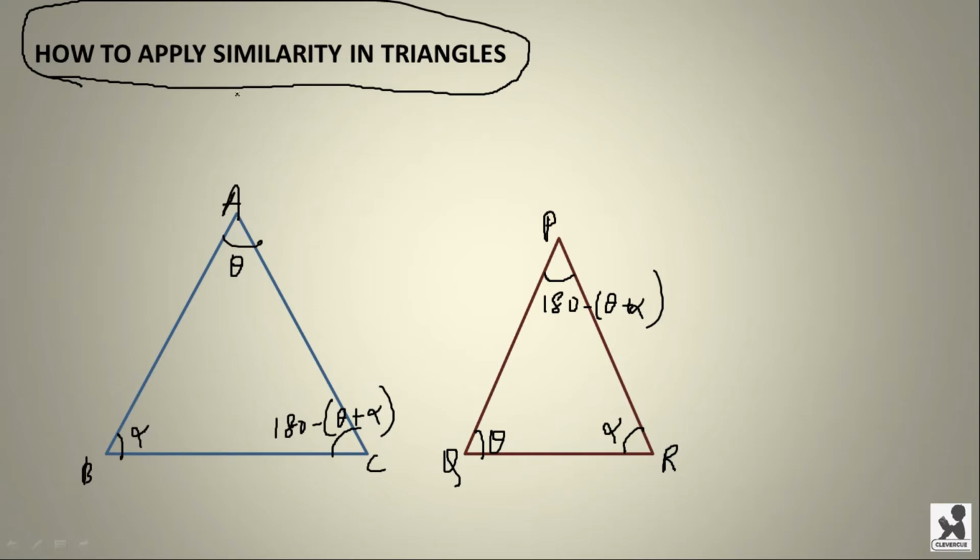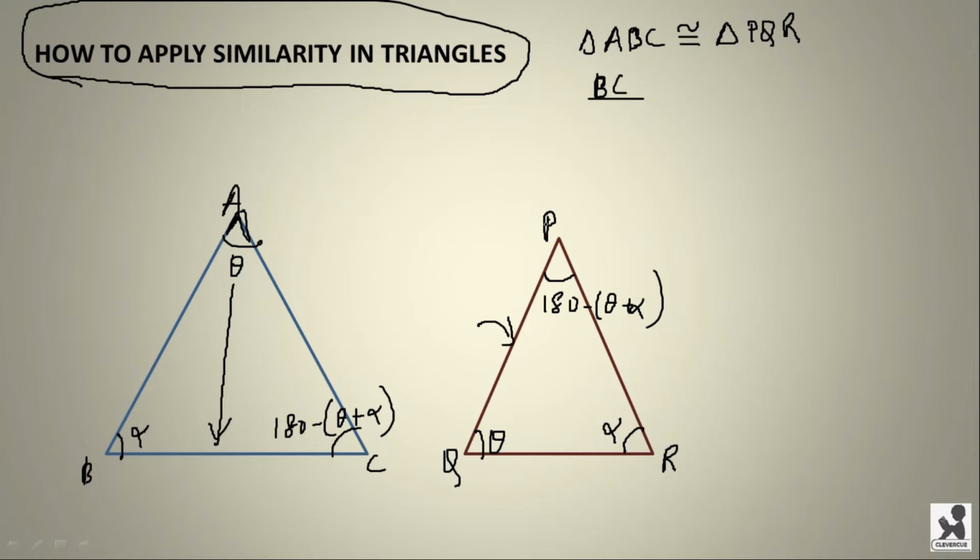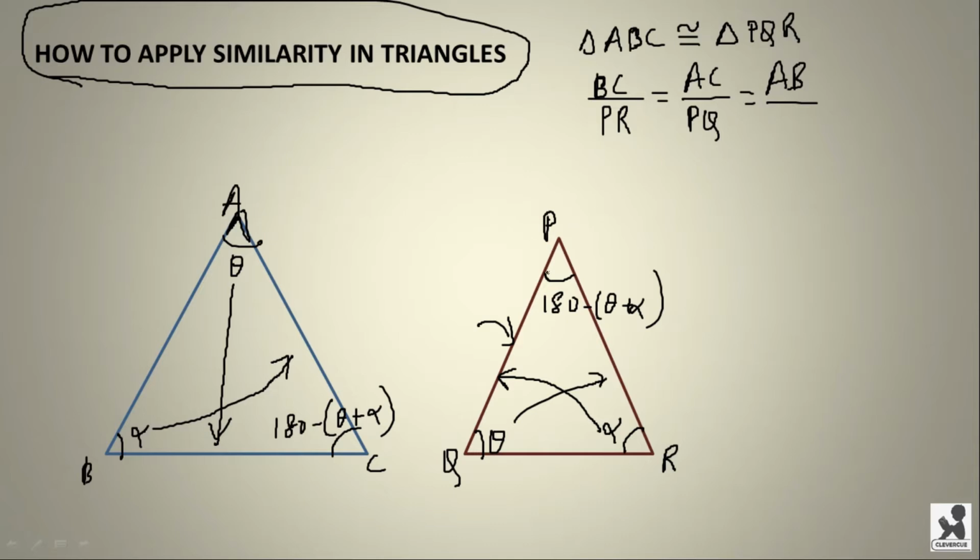Now let us see. According to similarity in triangles, if two triangles are similar, that is, in this case, triangle ABC is similar to triangle PQR, the length opposite to theta, that is side BC, divided by the side opposite to theta in this triangle, that is PR, will be equal to the side opposite to alpha in this triangle, that is AC, by the side opposite to alpha in triangle PQR, that is PQ, equal to the side opposite to angle C, that is AB, by the side opposite to angle P.